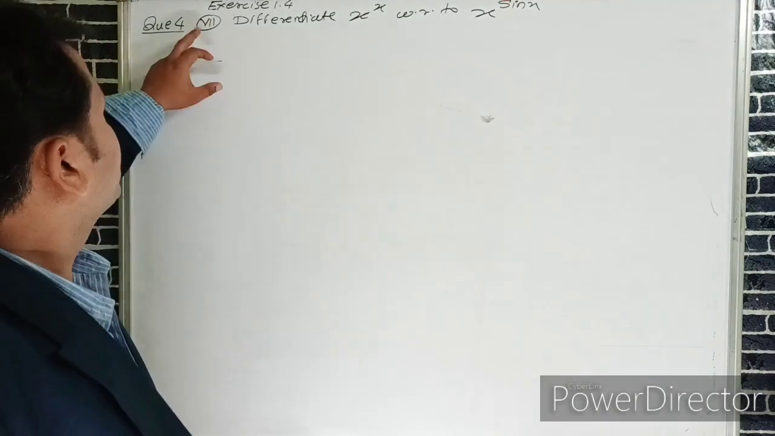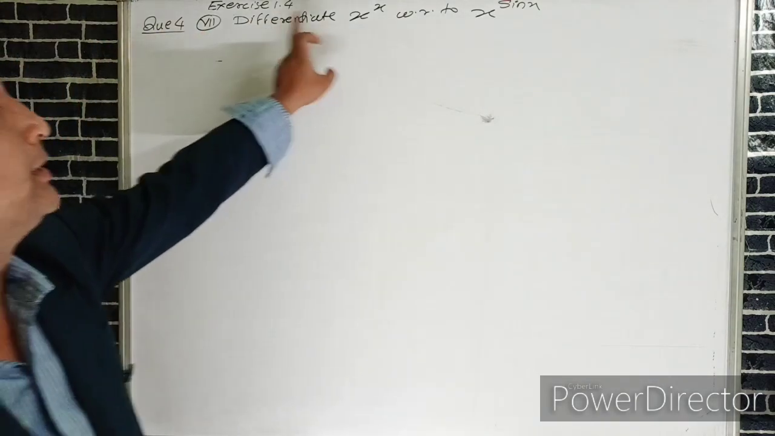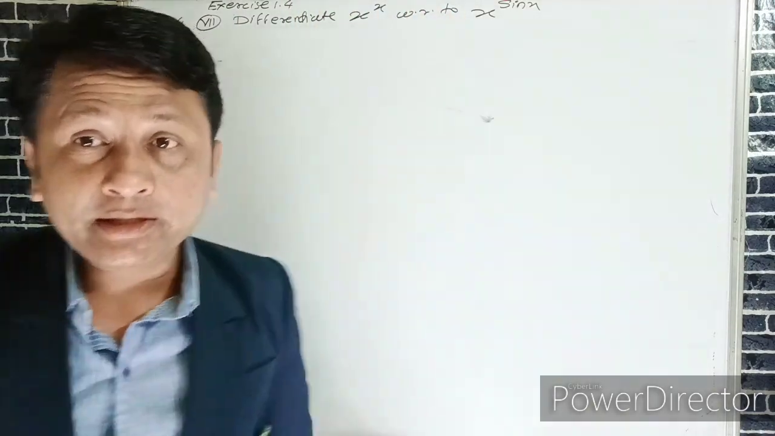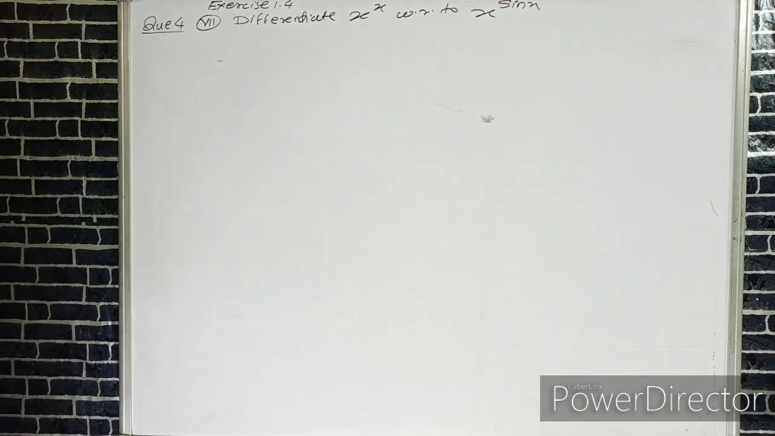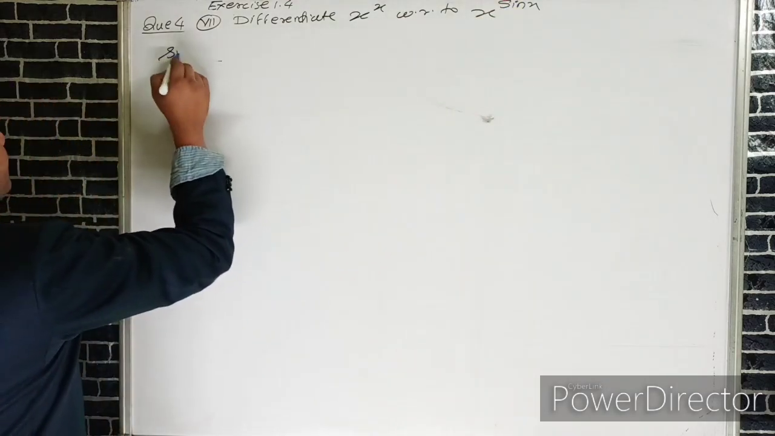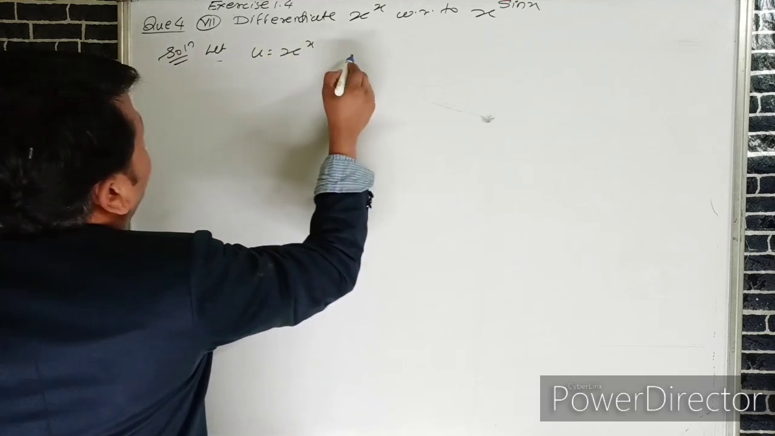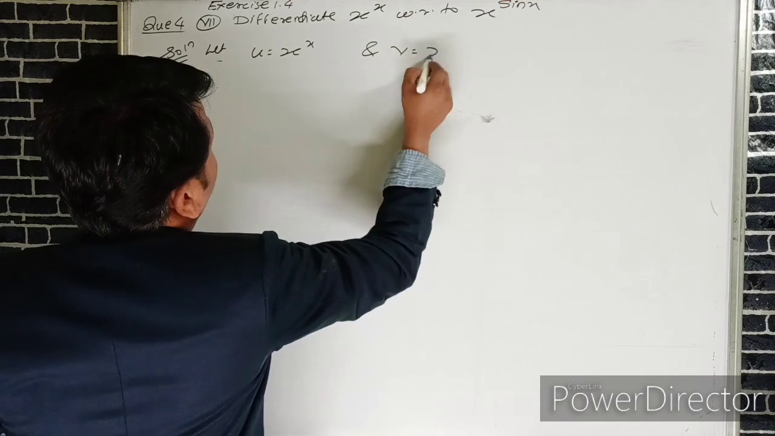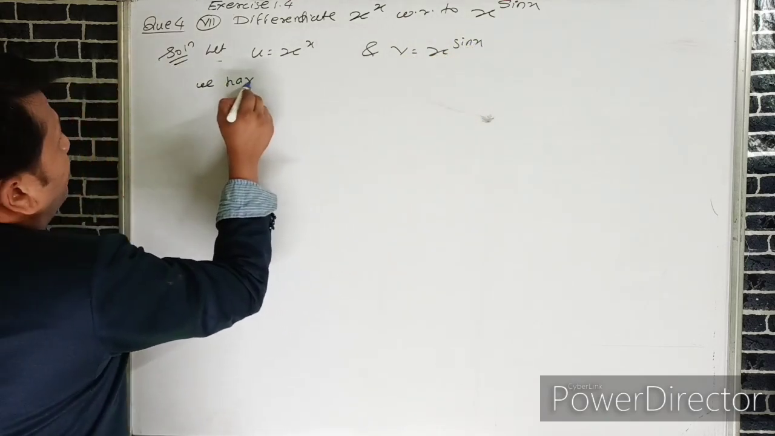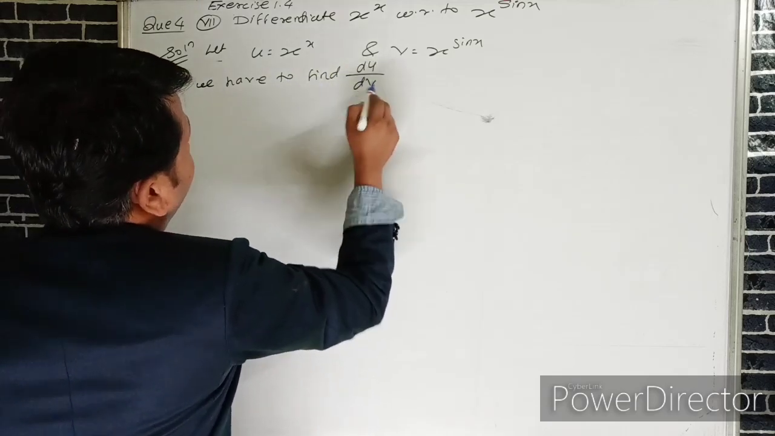Next, example number 7, which is question number 4: differentiate x raised to the power x with respect to x raised to the power sin x. It means that we have to find the derivative of x raised to the power x with respect to x raised to the power sin x. First we consider that the first function u is equal to x raised to the power x and v is equal to x raised to the power sin x. It means that here we have to find du upon dv.